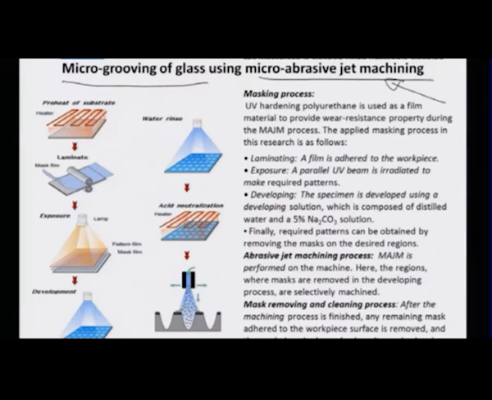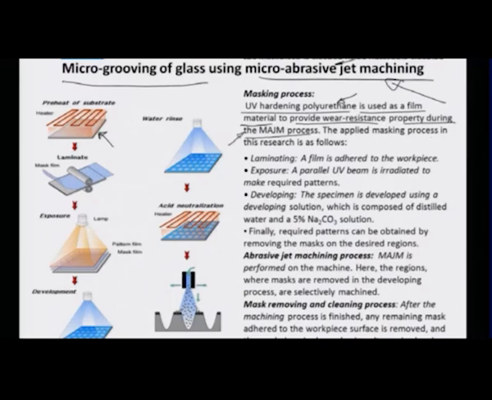Here, for example, you can see this has been borrowed from a work by Park et al. in 2004, which talks about a process of AJM using the same masking technique. It starts with the preheating and UV hardening of polyurethane, which is the material eventually developed by the MAJM process, the micro abrasive jet machining process. And this UV hardening polyurethane is used as a film material to provide wear resistant property during the MAJM process.